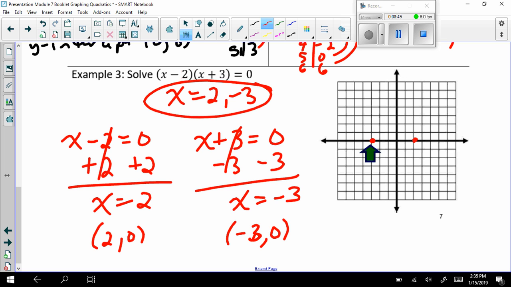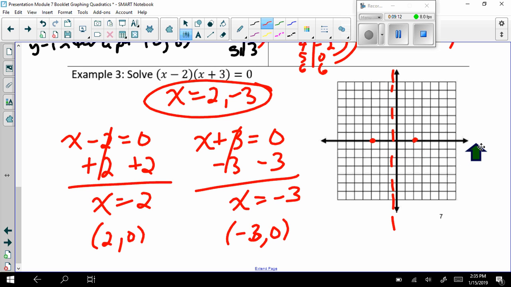I know my axis of symmetry is halfway in between. So 1, 2, 3, 4, 5. So I'm going to go 2.5. 1, 2.5. And then here's the thing. I know that that's where my vertex is. I know this opens up because my a is positive.